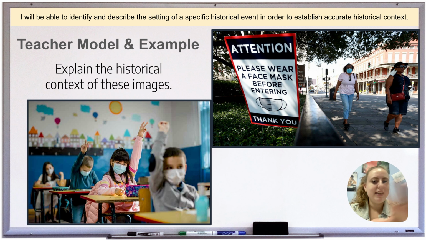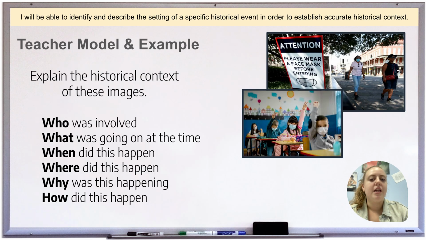So these are two images that we're going to try and figure out if we can establish the historical context. So I notice there are adults over here, and it says, please wear a face mask before entering, and there's a sign with a mask. And then I also notice some students, and they are all also wearing masks, and they look like they're in a classroom, right? When I am doing historical context, the first thing I want to do is establish 6 different things, okay?